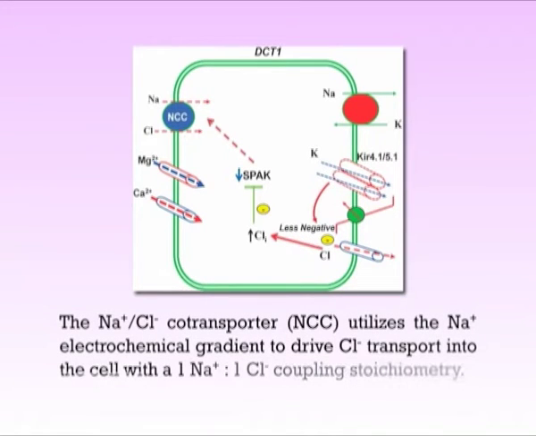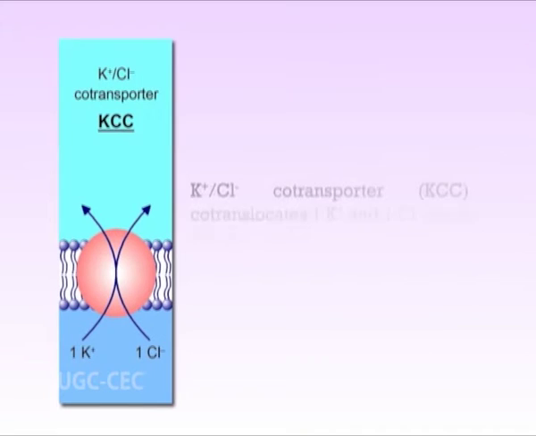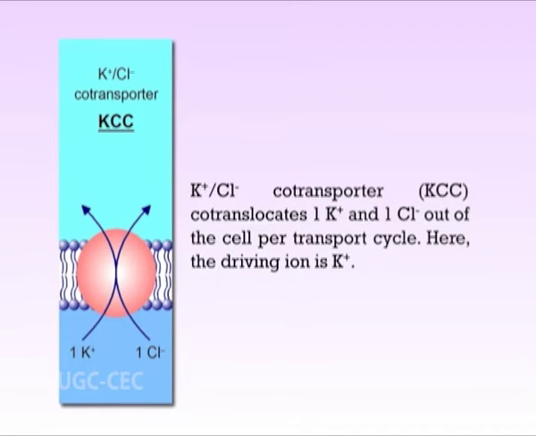where it performs an important role in urine concentration. The sodium chloride cotransporter, NCC, utilizes the sodium electrochemical gradient to drive the chloride transport into the cell with 1 sodium to 1 chloride coupling stoichiometry. NCC is found in the apical membrane of the epithelial cells of kidney nephron distal tubules. Likewise, the potassium chloride cotransporter, KCC, translocates 1 potassium and 1 chloride ion out of the cell per transport cycle. Here, the driving ion is potassium ions.